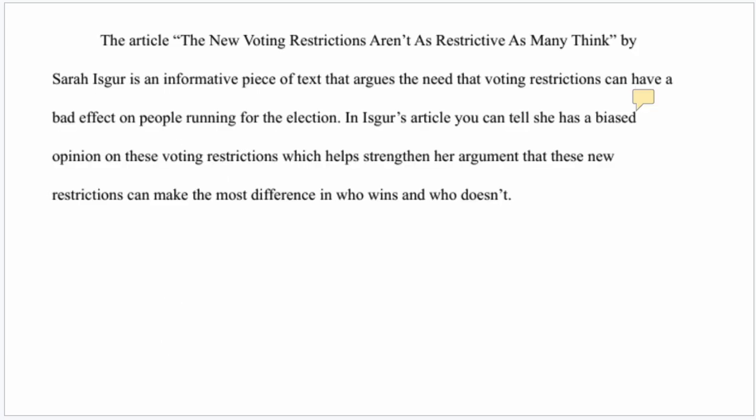I'm just going to read it for us as fast as I can. This article, New Voting Restrictions Aren't as Restrictive as Many Think, by Sarah Isgar, is an informative piece of text that argues that the need for voting restrictions can have a bad effect on people running for an election. In Isgar's article, you can tell she has a biased opinion on those voting restrictions, which helps strengthen her argument that these new restrictions can make the most difference in who wins and who doesn't.